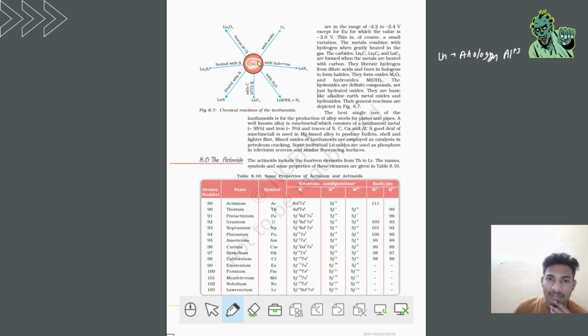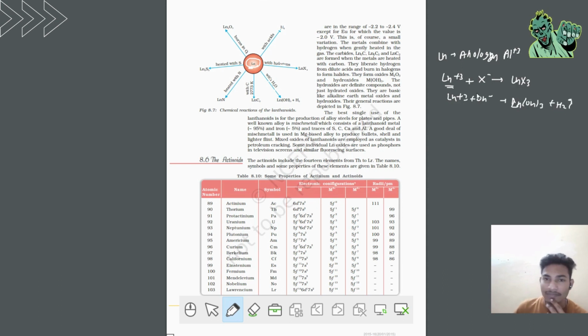And with the halogen, there is lanthanum plus 3. The most common oxidation state in the lanthanide series is plus 3. So it will react with the halogen and form LnX3. Similarly for OH, it will form Ln plus 3, then OH minus, and that will form Ln(OH)3, and that will form hydrogen gas also.